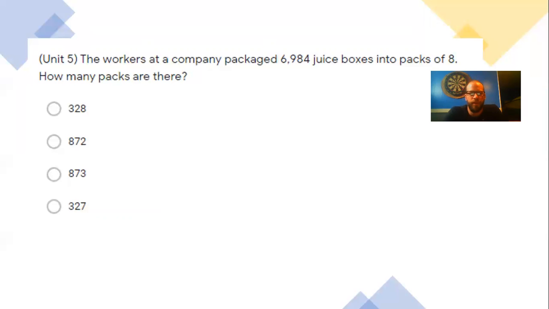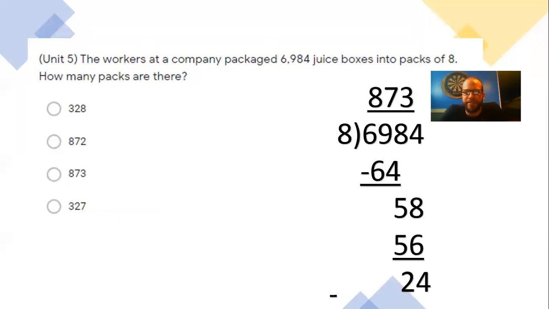Unit 5, moving right on through this here. Workers at a company packaged 6,984 juice boxes. They packed them in packs of 8. How many packs are there? Well, we're just pulling out as many 8s as we possibly can. So we put 6,984 divided by 8. 8 goes into 69 8 times, because 8 times 8 is 64. It got real close, but what's left over? 5. Bring down the next number.